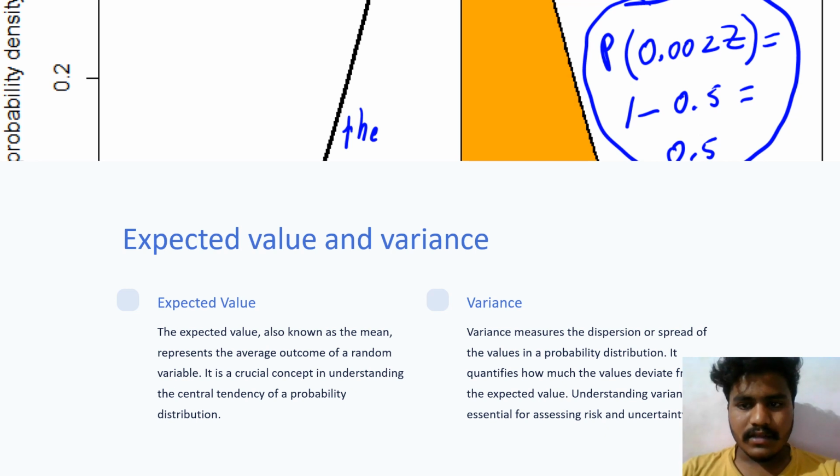Expected value and variance. Expected value. The expected value is also known as the mean, representing the average outcome of a random variable. It is a crucial concept in understanding the central tendency of a probability distribution. Variance measures the dispersion or spread of the values in a probability distribution. It quantifies how much the values deviate from the expected value. Understanding variance is essential for risk.